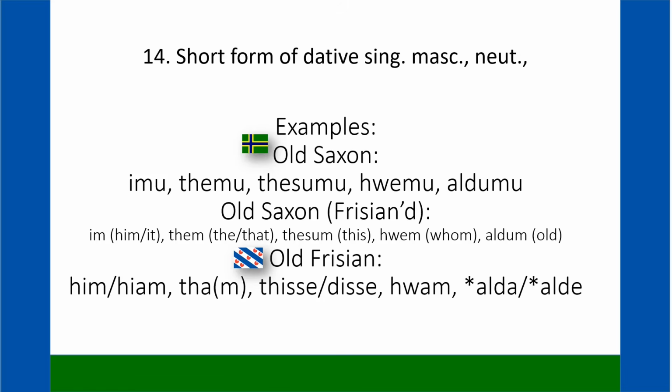So here we are with the 14th change due to Frisian influence, that we have the short form of dative singulars of the masculine and neuter. Starting off with Old Saxon, we have imu, themu, thesemu, huemu, and aldemu. When Frisianized, these were shortened. So we have im, them, thesum, huem, and aldum. In Old Frisian, we have interesting ones here. We have him, hiam, taham, tihisse, disse, huam, alda, alde.